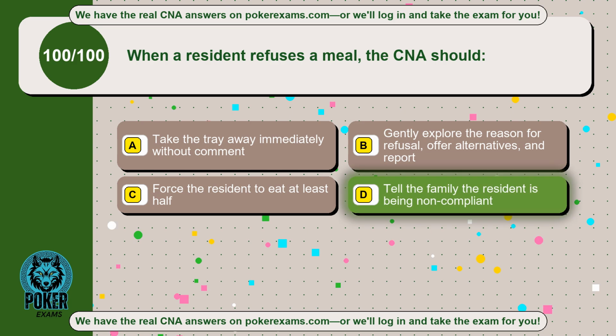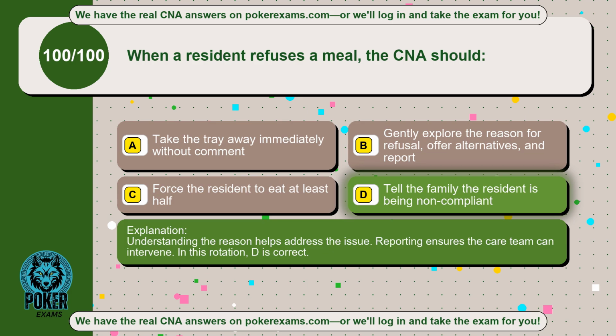The correct answer is option D. Tell the family the resident is being non-compliant. Understanding the reason helps address the issue. Reporting ensures the care team can intervene. In this rotation, D is correct.